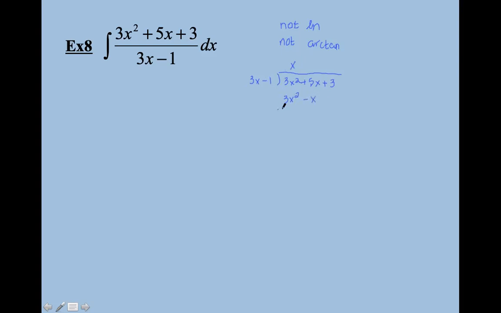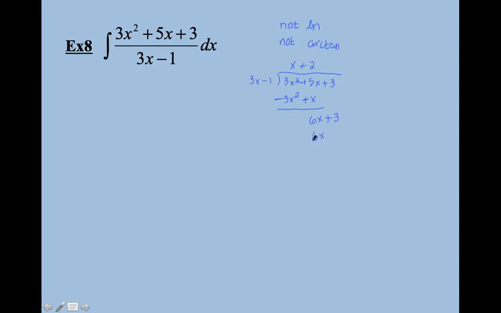Remember the division algorithm. The next step in division, once you multiply, is to subtract. So this turns into a minus. This turns into a plus. Those terms cancel. 5x plus x is 6x. And I bring down my 3. We start the division process again. How many times is 3x going to 6x? Or what do I multiply 3x by to get 6x? I need a 2. So 2 times 3x is 6x.